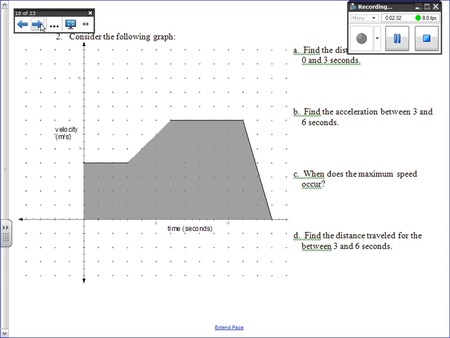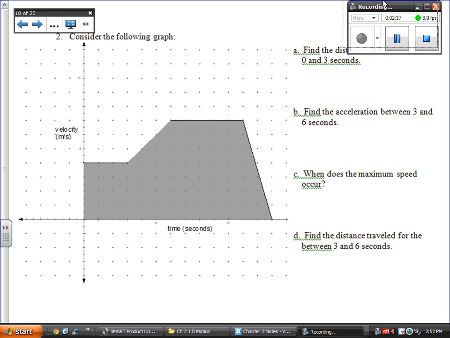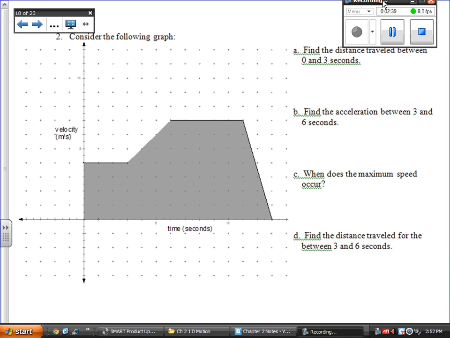Let's try another one. Here we've got a velocity time graph. For a velocity time graph, it's a little bit different. The displacement or distance traveled with direction is going to be area, and the slope is going to be our acceleration. Find the distance traveled between 0 and 3 seconds.